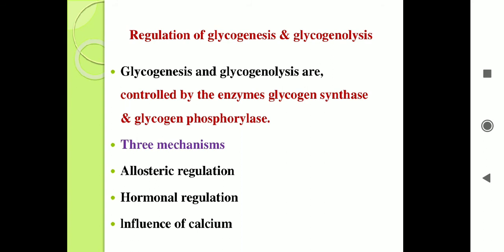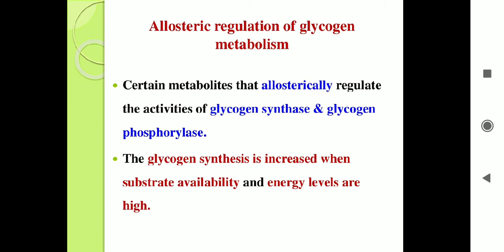Glycogenolysis pathway. Now here you can see there is a regulation of the glycogenesis and glycogenolysis pathways. We had a discussion on glycogenesis, right? Now we'll see the regulation of both pathways. They are controlled by the enzymes glycogen synthase and glycogen phosphorylase. So you can say these two enzymes are very important for regulation of these pathways. This regulation is divided into three main groups: allosteric regulation, hormonal regulation, and influence of calcium. Now we'll see about it in more detail.